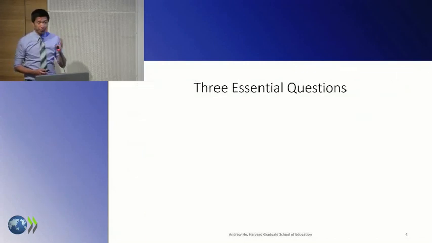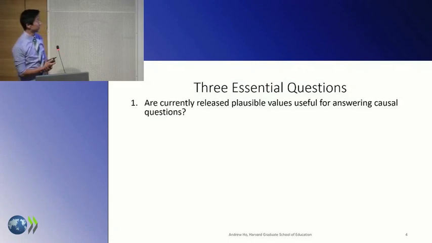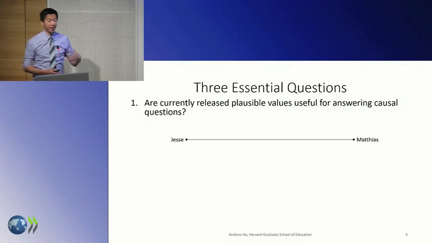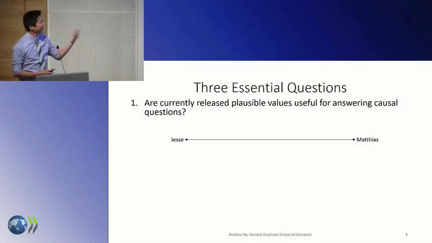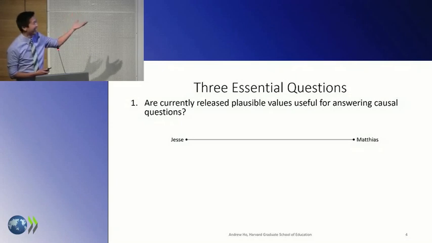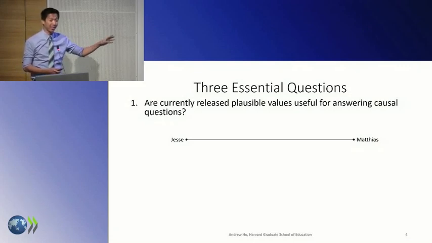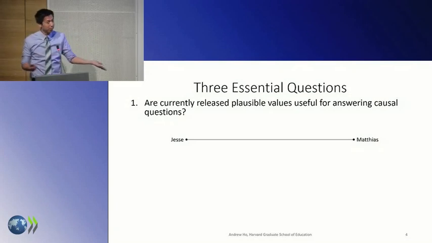Okay, so there are three essential questions that I see in the debate, if you will, between Jesse and Matthias, and I'm going to tell you where I land, and then we'll see if we come to consensus, okay? So the first question: are currently released plausible values useful for answering causal questions? And so what I did here is I created a scale. On one end of the scale, I've got Jesse. And on the other end of the scale, I've got Matthias. And this is an equal interval scale. I'm just kidding. So I'm going to tell you where I stand here, right? Does Jesse represent yes or no here? Right. Jesse's saying no, they're not. And Matthias is saying, if you read his paper and Henry's paper, they're saying good enough, maybe. And this might be a caricature of my own colleague in psychometrics here, but I think he's saying pretty good, right?